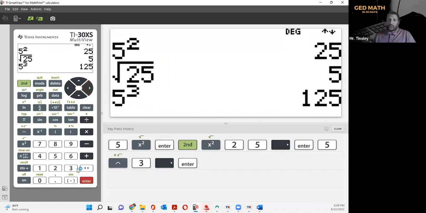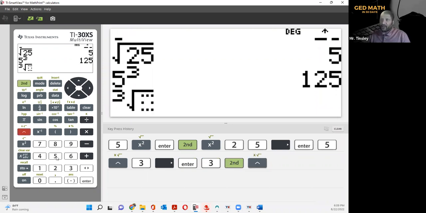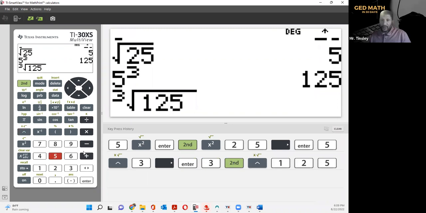And then to find a cube root, you wanna put that nth root first. So since we want cube root, I'm gonna hit that 3. I'm gonna hit second, I'm gonna hit the caret, and then 125. And then get out of the cube root and press enter. So that's how you do square root, cube, and cube root.